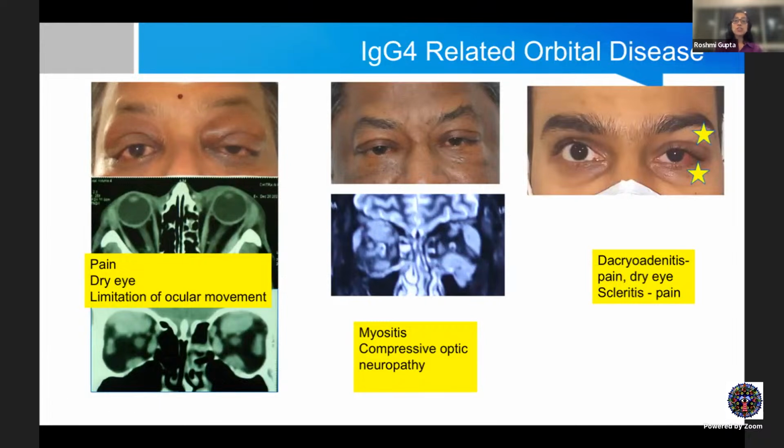She has pain, she has dry eye. Of course, the lacrimal gland is involved. There is limitation of ocular movement because the muscles are enlarged. Next, we come to this gentleman. This is again his second episode. In the second episode, he has myositis and compressive optic neuropathy with blurring of vision, both eyes. And the third gentleman, once again, is the second episode, came to me after being treated with steroids elsewhere. He has dacryoadenitis and he has surrounding scleritis, and he has pain and dry eye.